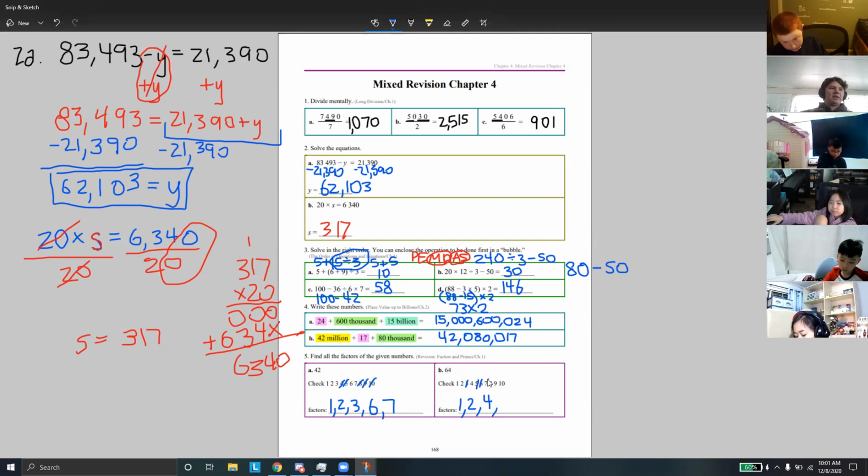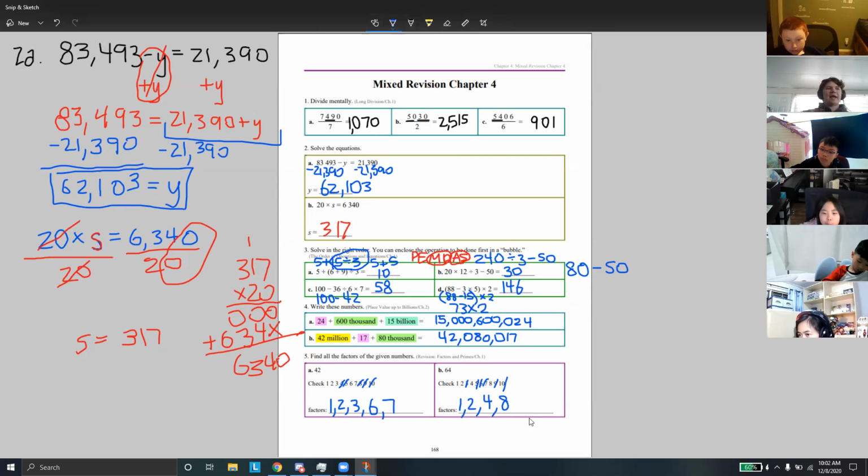Can 7 go in? 7 cannot go in. Absolutely cannot, because 7 times 10 is 70, and 70 minus 7 is 63, which doesn't work. Can 8 go in? Yes, 8 can go in. Can 9 go in? No. And can 10 go in? No. Great, and so those are our numbers for 64.